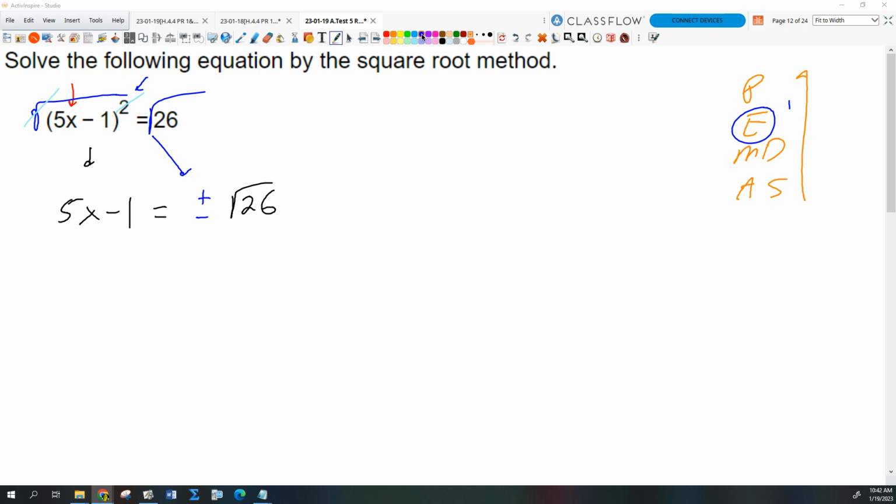Okay, next step, Persephone. Next two steps. What am I going to do? Add 1. Where do I put the plus 1 on the right side? Front of the plus or minus. All right, so we're going to add 1 in front of the plus or minus, so those guys cancel. And then we divide by 5. Good. So we've got 5x equals 1 plus or minus the square root of 26. Last step, divide by 5.